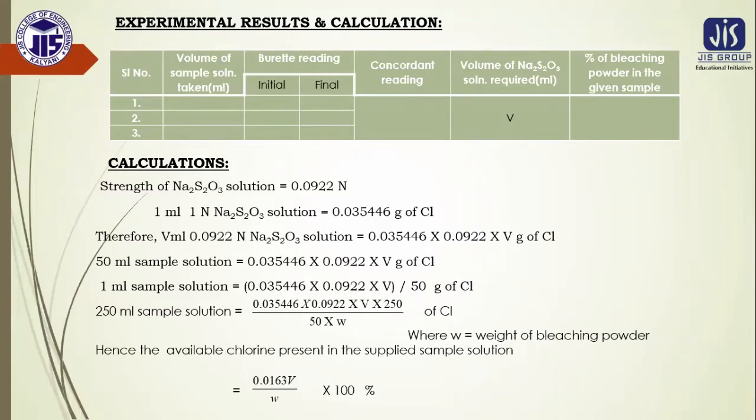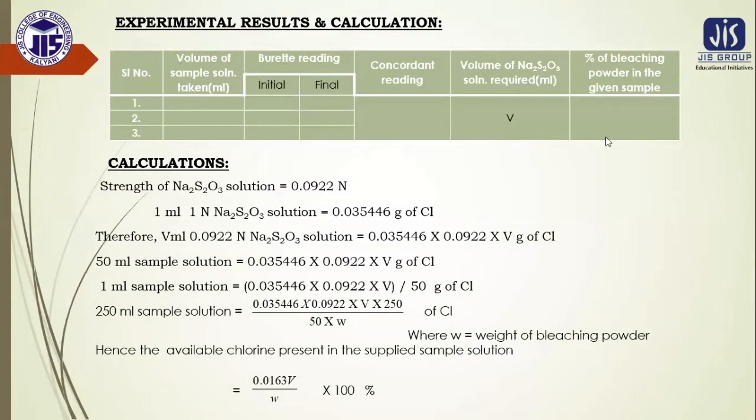So students, this is the last part of the experiment, the result and calculation part. First of all, you have to fill up the table. You have to take 3 observations: 1, 2, 3 serial numbers. Then the volume taken is 50 ml, repeated every time. Now the burette reading, initial and final reading. Now the concordant reading, the consecutive readings you have to take. Now suppose the volume of sodium thiosulfate coming from the burette is V ml. We consider that.